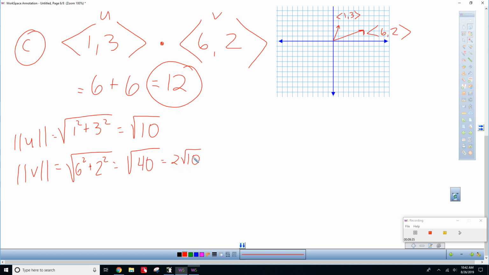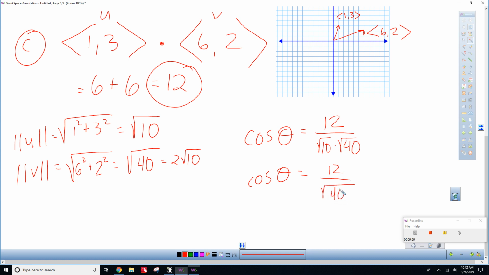All right, so to find the angle between these vectors, cosine of theta is u dot v. Well, here's u dot v right there. It's 12 divided by radical 10 times radical 40. I'll just leave it like that. Cosine of theta is 12 divided by radical 400. Okay, how do I find theta? I take the cosine inverse.